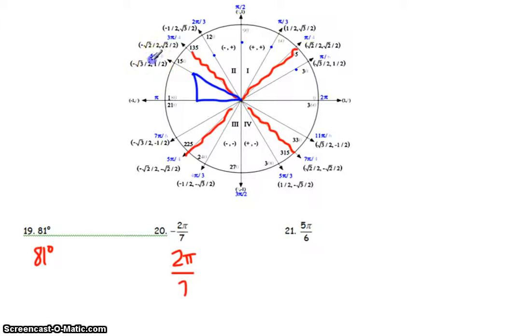Well, if this is 5 pi over 6 and this is pi, what do I need to add together to get pi? Or to get 6 pi over 6? I need to add a pi over 6. So the difference right here is going to be my pi over 6. So my reference angle is going to be pi over 6.